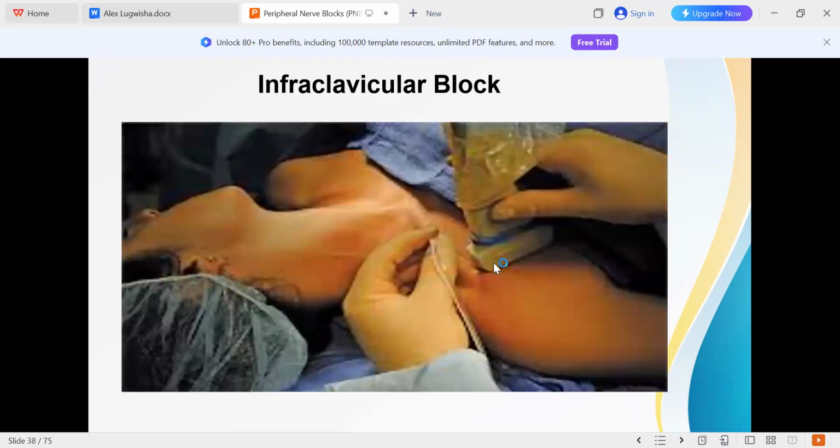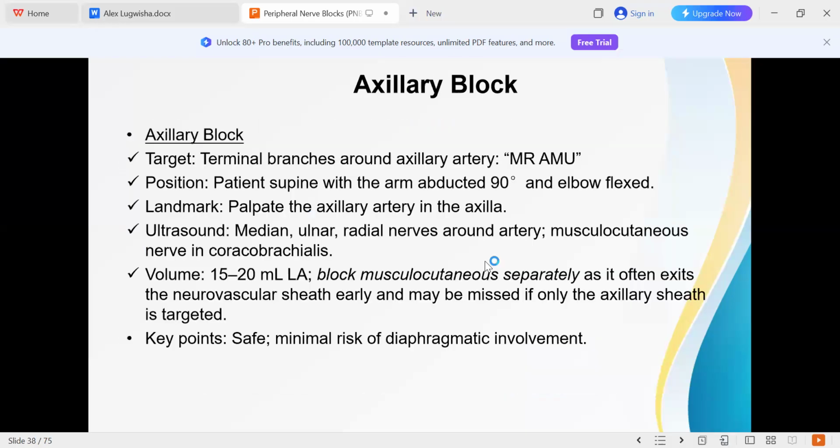So this is the infraclavicular block, 1 to 2 centimeters below the clavicle. You locate the axillary artery, and around the axillary artery are the lateral, medial, and posterior cords, and that's where you deposit your local anesthetic agent under direct vision.